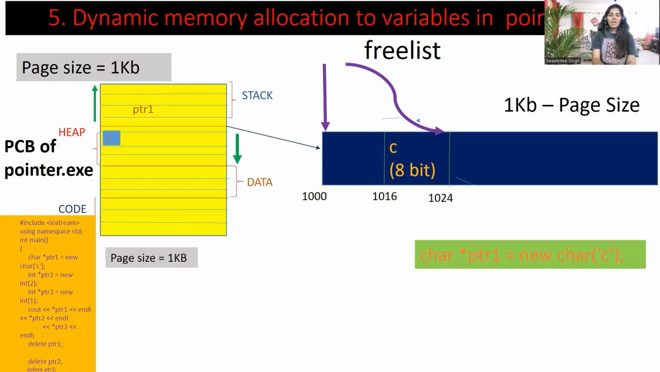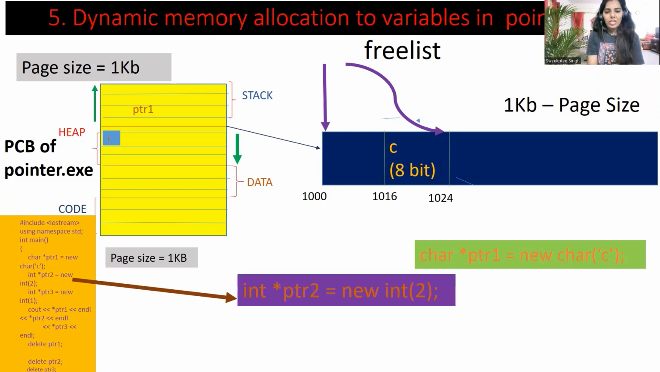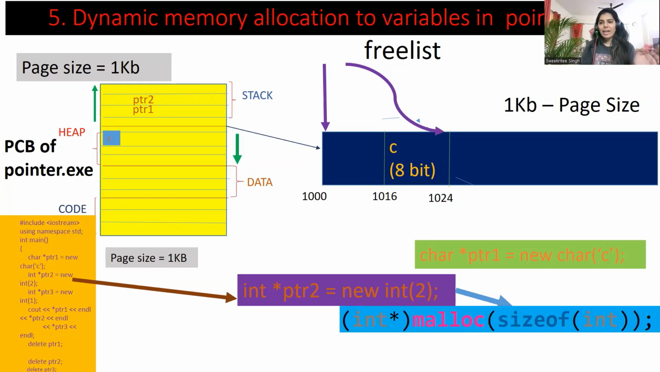So here in our program, we had seen that memory is allocated to a character pointer. Now let's see when memory is allocated to an integer. The statement star ptr2 equal to new int will allocate ptr2 in the stack. As you can see, ptr2 is allocated memory in the stack of the process control block, right? Now this new int makes a call to malloc to allocate the size of an integer.